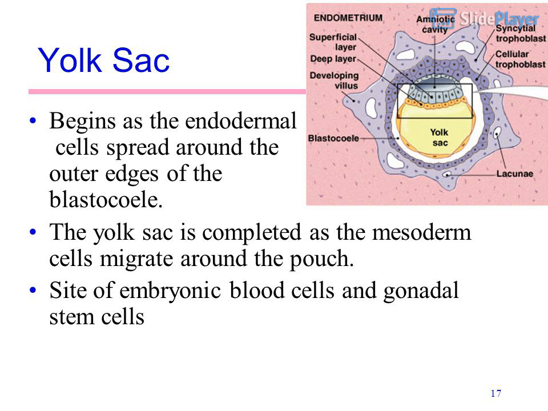Yolk sac. Begins as the endodermal cells spread around the outer edges of the blastocele. The yolk sac is completed as the mesoderm cells migrate around the pouch. Site of embryonic blood cells and gonadal stem cells.